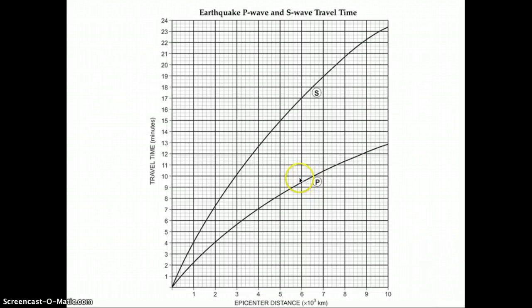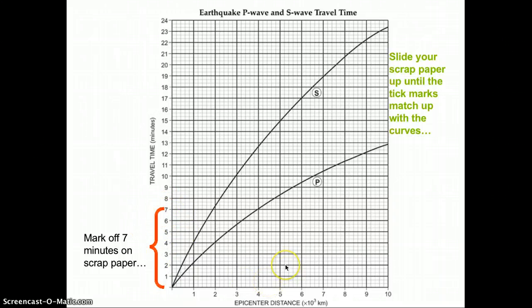With a time difference of 7 minutes, we know that on this chart, this is your P wave arrival, and this is the time that the S waves take to travel. If I can find where the P wave and S wave curves are 7 minutes apart, then you can find the distance to the epicenter. So you take a little scrap of paper, mark the 0 point and the 7 minutes. You slide it onto the curves and see where those two match up. You slide it back and forth until you see that this is exactly 7 minutes apart.